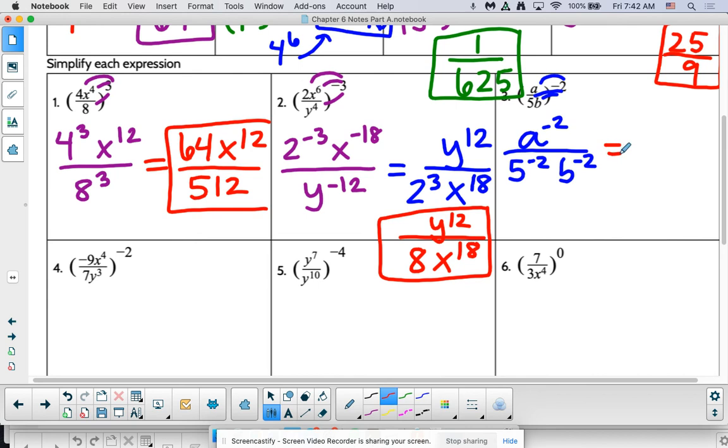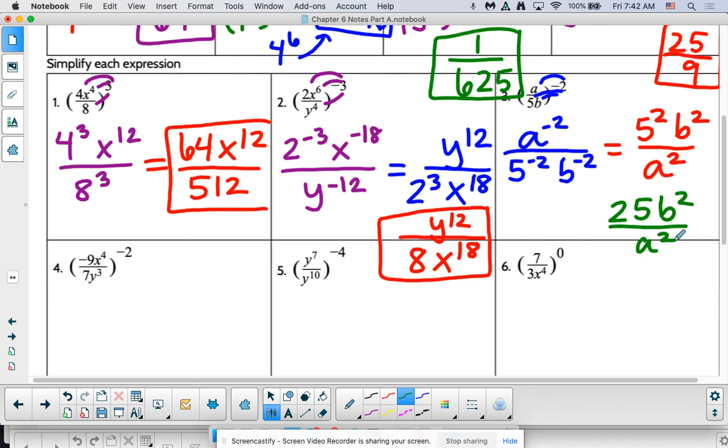Now we have to make everything with a positive exponent. Where does your a have to go? Well, it has to come down to become positive. Our 5 has to come up, and so does our b. But we can figure out what is 5 squared, you guys. 5 times 5 is 25. So we have 25b squared all over a squared.